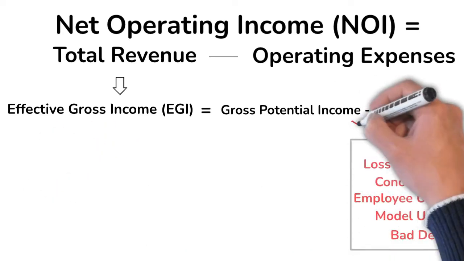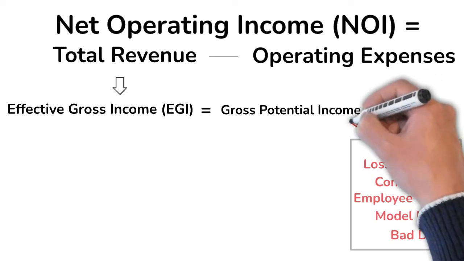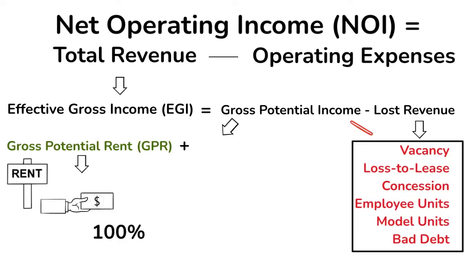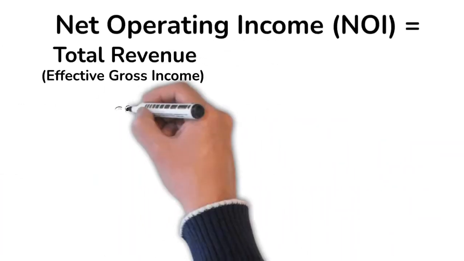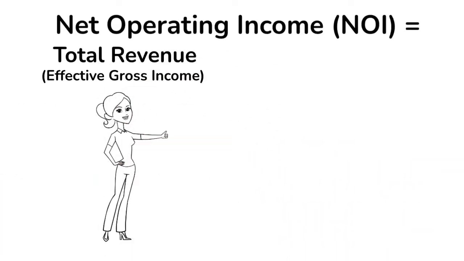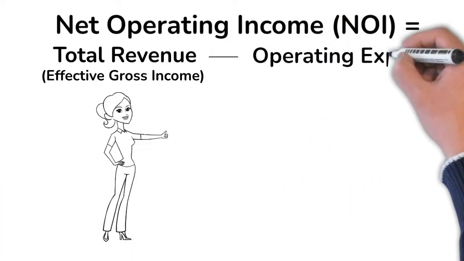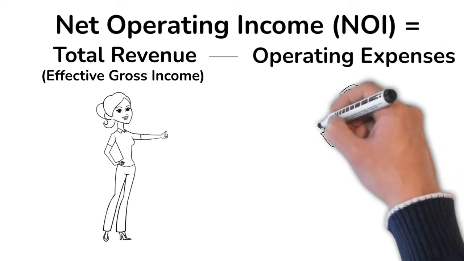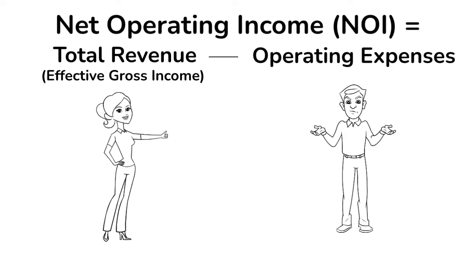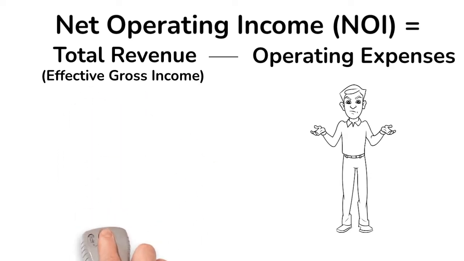So if we take the total of all those ways revenue is lost and subtract it from the gross potential income, which remember is the sum of the gross potential rent plus all other income, we get the effective gross income. Now that we have the effective gross income figured out, we just need to subtract the operating expenses and we'll have our net operating income and be one step away from determining the property's value using the income approach.